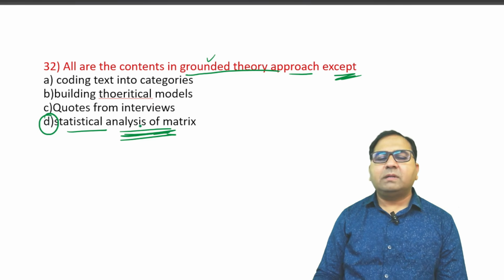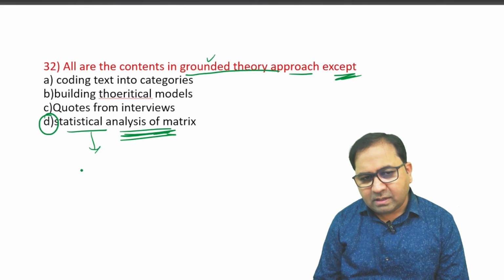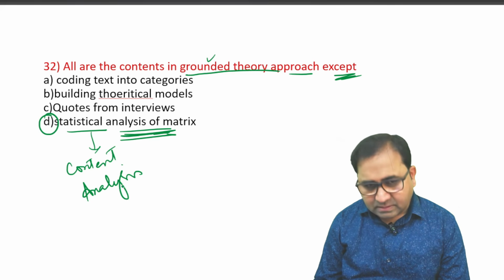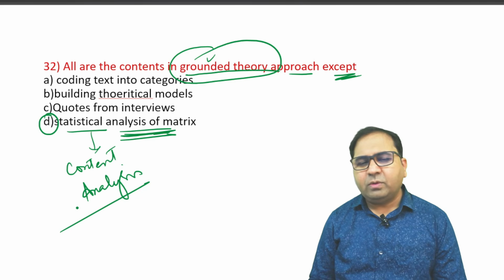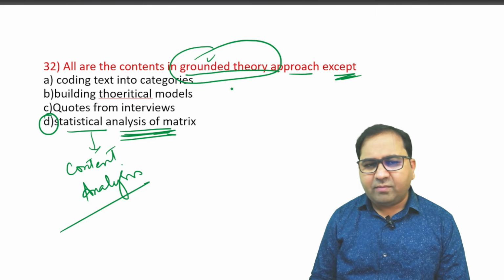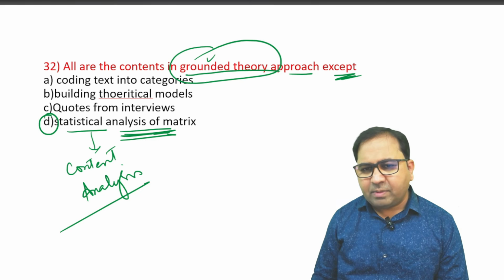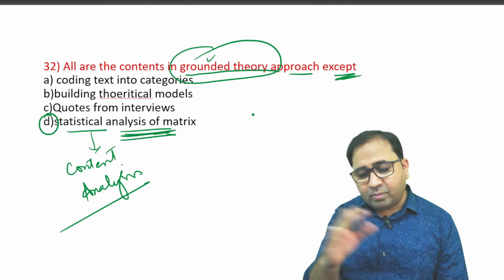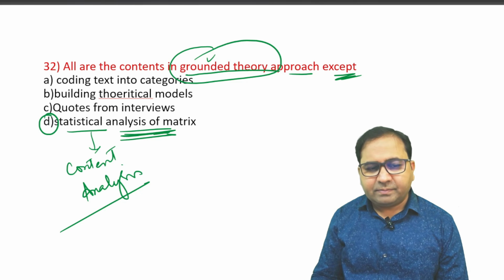Statistical analysis of the matrix comes under content analysis, not grounded theory. Okay. So please go back to the previous questions where we have discussed grounded theory and content analysis. There is a tabular column or a chart or a slide in which both the things are differentiated. Please go back and have a look at it.